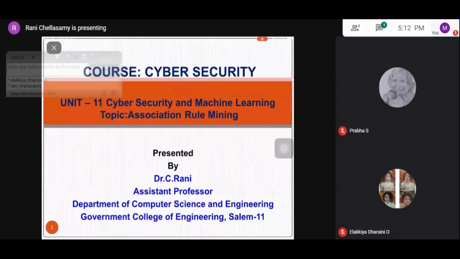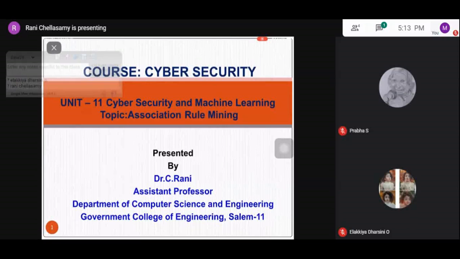Today we are going to see association rule mining, which comes under the unsupervised machine learning algorithms. Unsupervised machine learning means we don't have any guidance or labeled data. As already seen in the comparison of supervised and unsupervised machine learning algorithms, association rule mining comes under unsupervised learning.